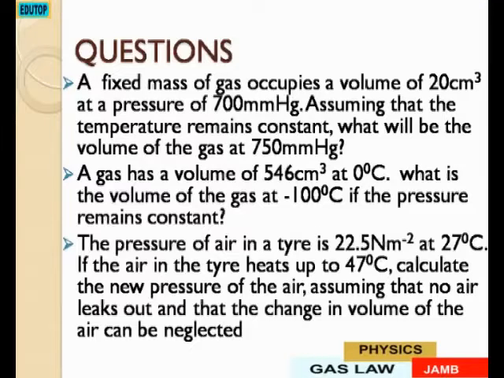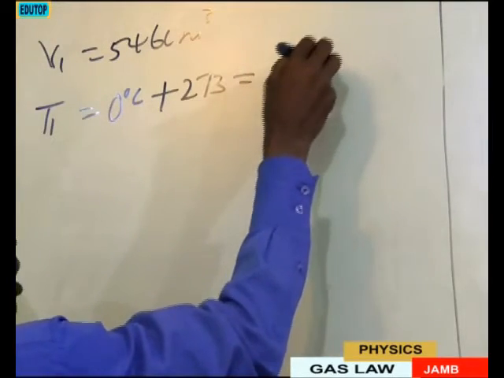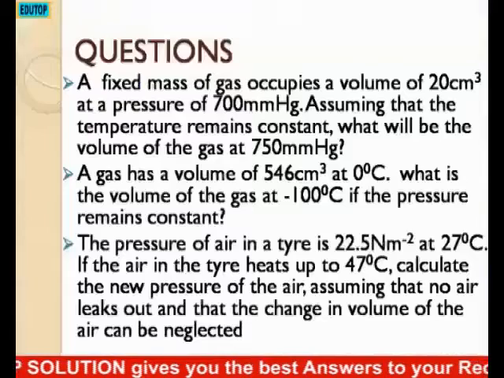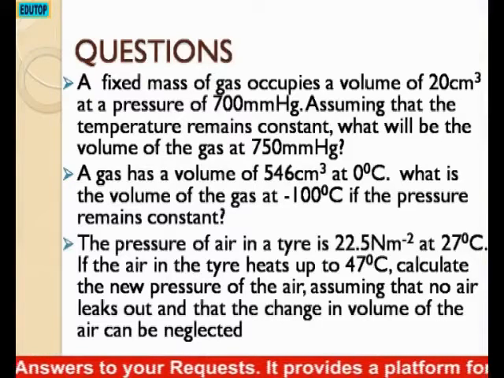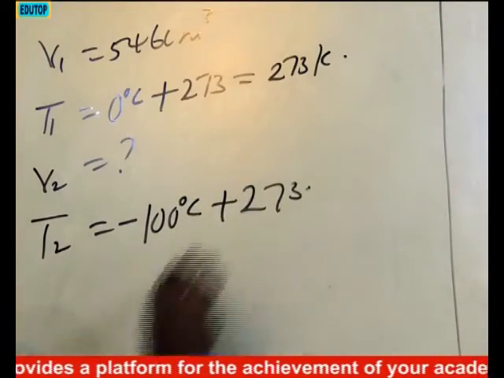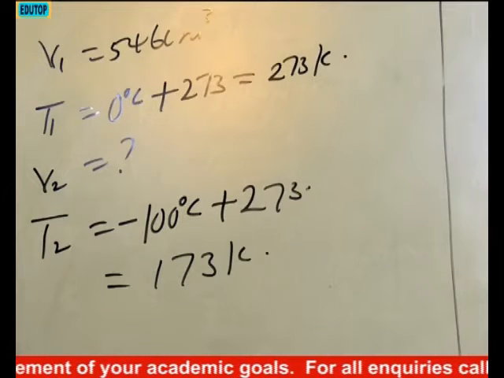A gas has a volume V1 of 546 centimeter cube at 0 degrees Celsius. That's T1. But mind you, this is degrees Celsius. Let's take it to Kelvin: plus 273, which is going to be 273 Kelvin. What is the volume V2 we are looking for, the volume of the gas at minus 100 degrees Celsius? T2 is minus 100 plus 273. If we remove 100 from 273, that is 173 Kelvin.